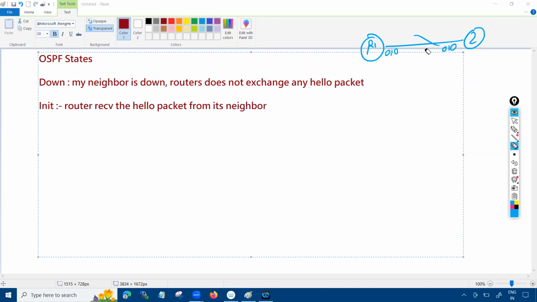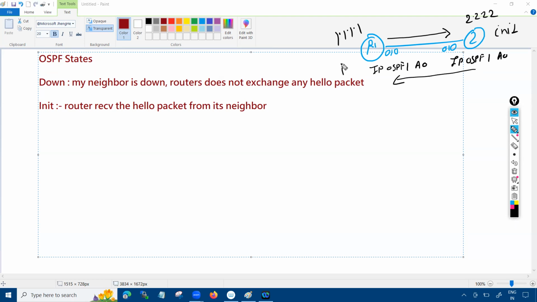So for example, if I bring up this interface, and understand the concept, we have enabled the OSPF protocol on it. Take the example of ip ospf 1 area 0, and same thing on the other router, ip ospf 1 area 0. So what happens? This particular interface will be enabled in the OSPF routing protocol, and now both routers are going to exchange the hello packet. When router number one sends the hello packet to router number two, router number two will move to the init state. Same thing, router two sends the hello packet to router number one, and it will move to the init state.